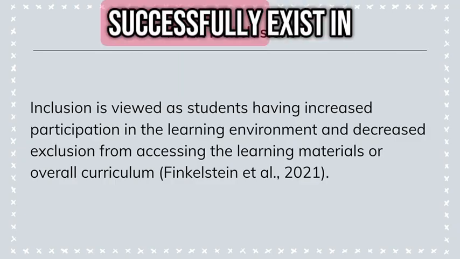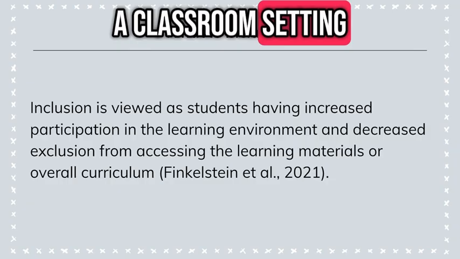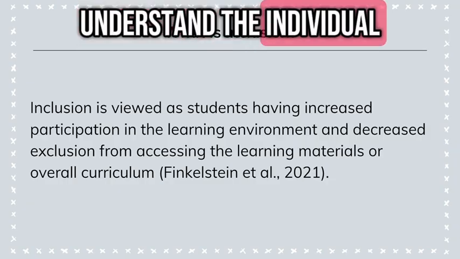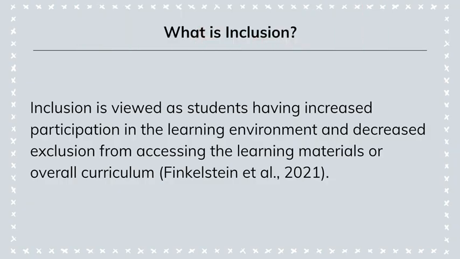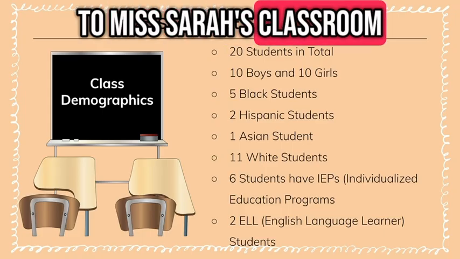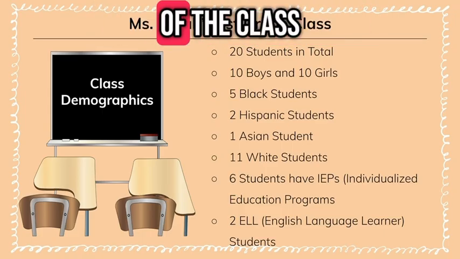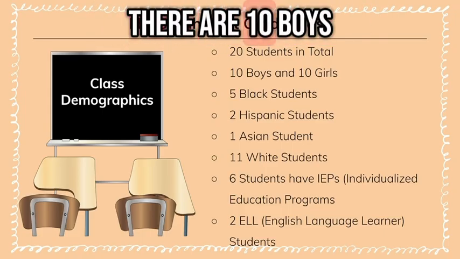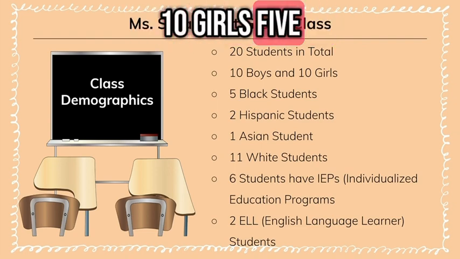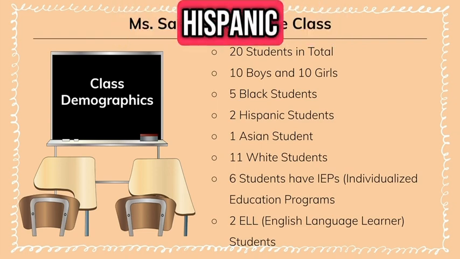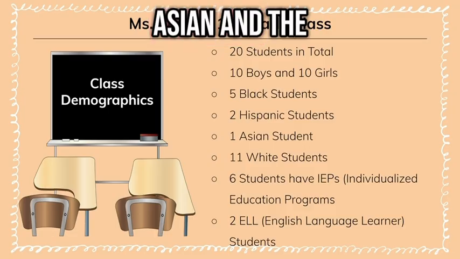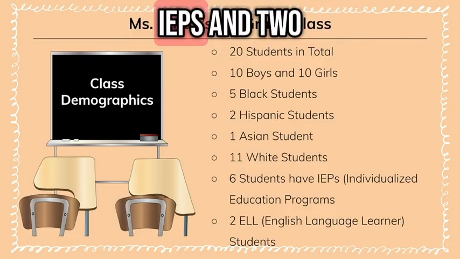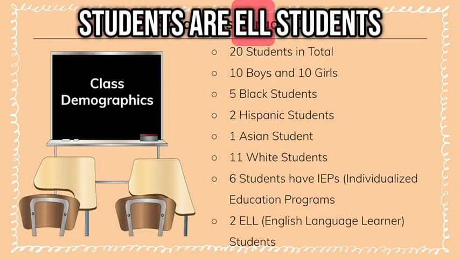For inclusion to successfully exist in a classroom setting, educators need to understand the individual needs of each student. Let's go back to Miss Sarah's classroom. Again, the demographics of the class are as follows. There are 10 boys, 10 girls, 5 students are Black, 2 students are Hispanic, 1 student is Asian, and the remainder are white. 6 students have IEPs, and 2 students are ELL students.